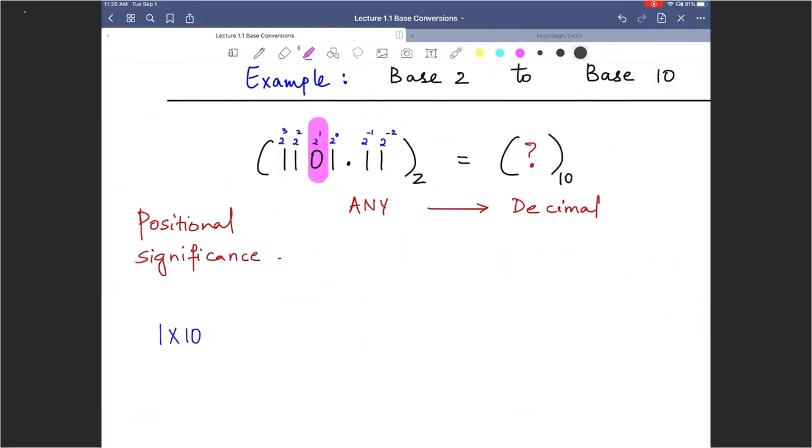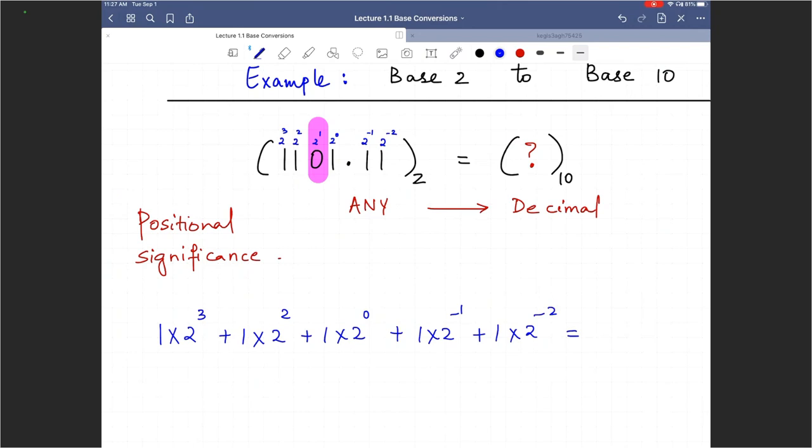So what do I have? 1 times 2 raised to 3, plus 1 times 2 raised to 2, plus 1 times 2 raised to 0, plus 1 times 2 raised to negative 1, plus 1 times 2 raised to negative 2. That is 13.75, right? Yes.